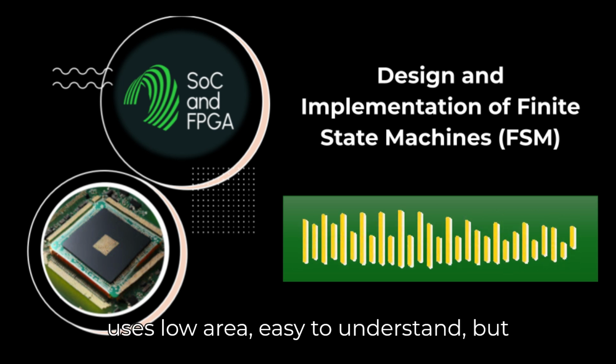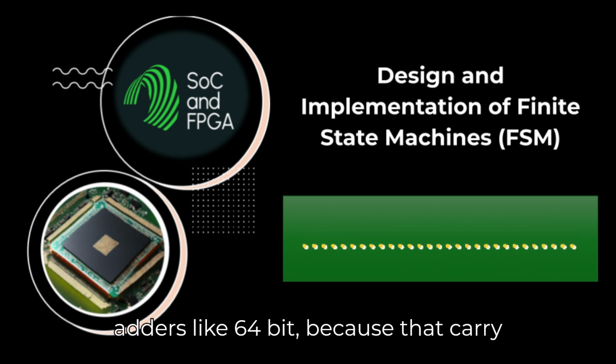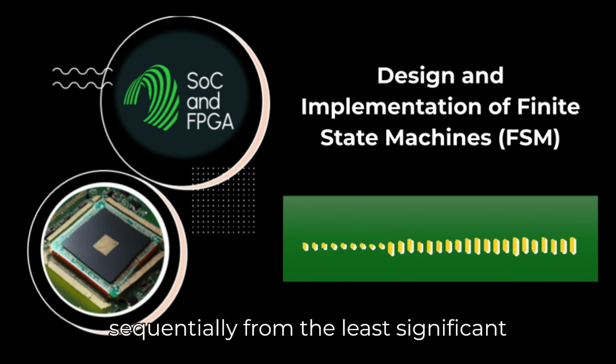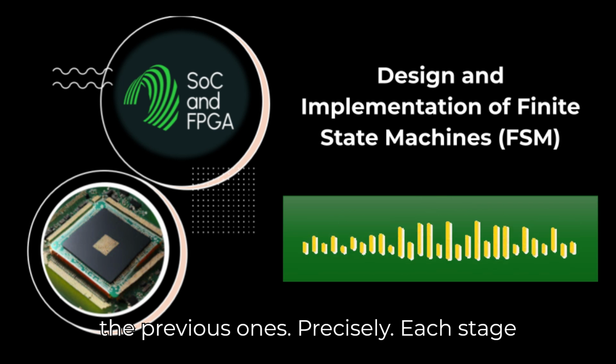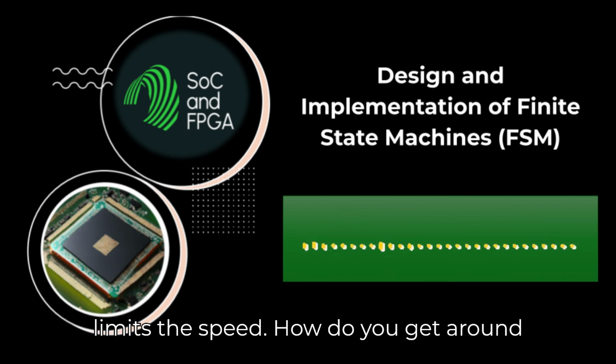It's compact, uses low area, easy to understand, but it's inherently slow, especially for wide adders, like 64-bit, because that carry signal has to literally ripple sequentially from the least significant bit all the way to the most significant bit. So the last bit has to wait for all the previous ones. Precisely. Each stage depends on the previous one. That severely limits the speed. How do you get around that?